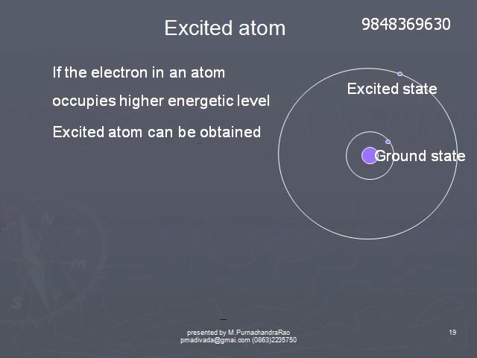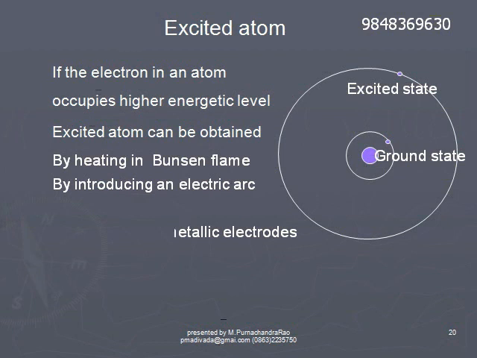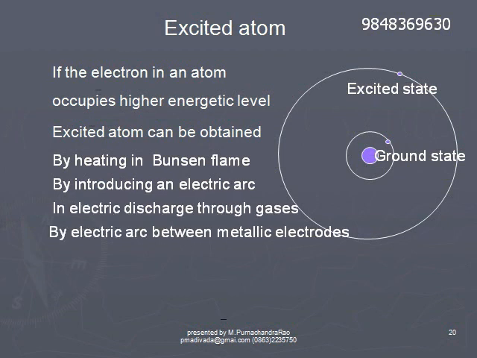If an electron in an atom occupies a higher energy level, it is called an excited atom. The excited state of an atom can be obtained in one of the following ways.